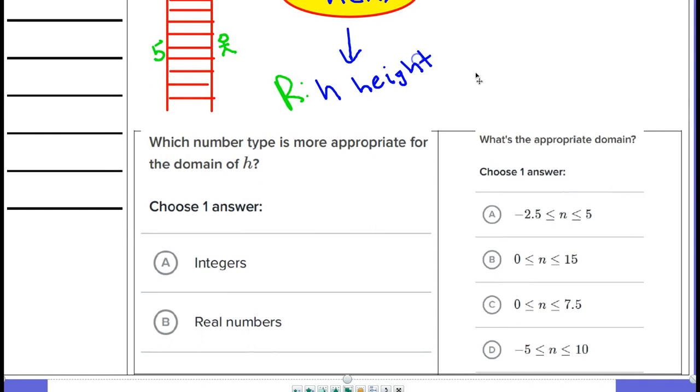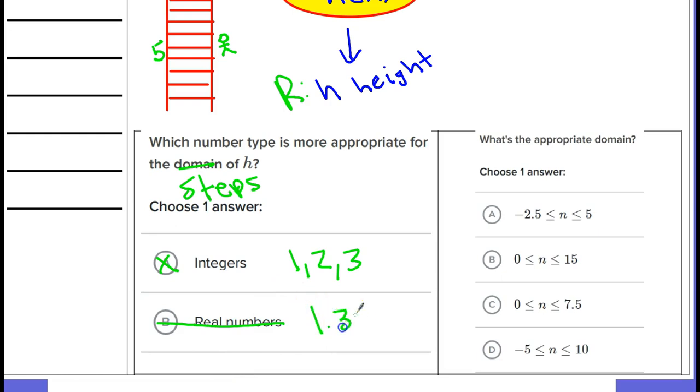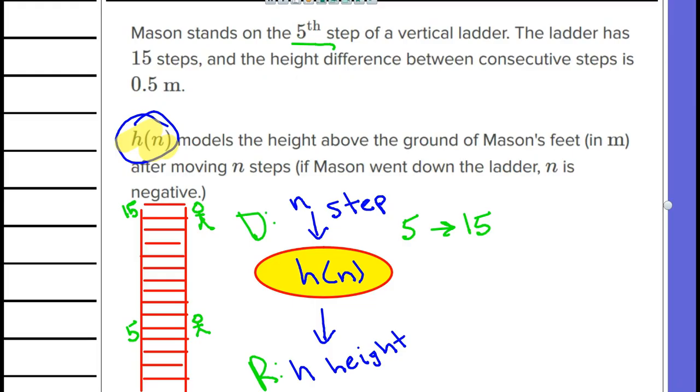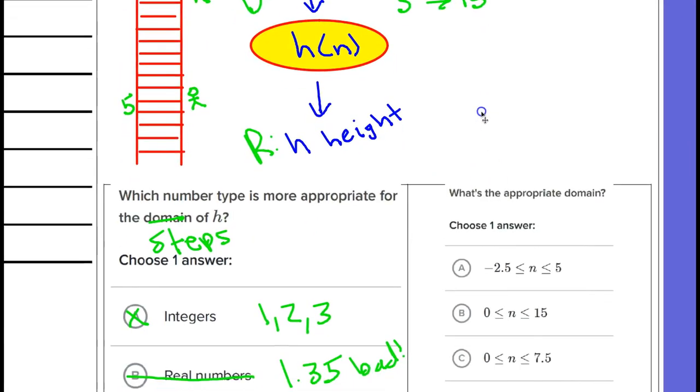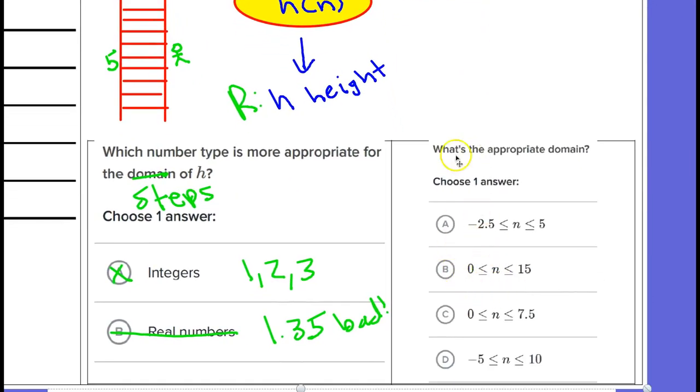Okay, what do we know about the domain, the input numbers? The domain are the steps. Okay, what do we know is more appropriate for the steps? We know that they are integers, like 1, 2, 3, not real numbers, because these would be decimals. 1.35, that's bad because he would fall off the ladder. All right, the other thing that we know is which rungs he was standing on. He was standing on 5 and he went up to 15, and that's a little bit confusing because I don't see between 5 and 15 here.